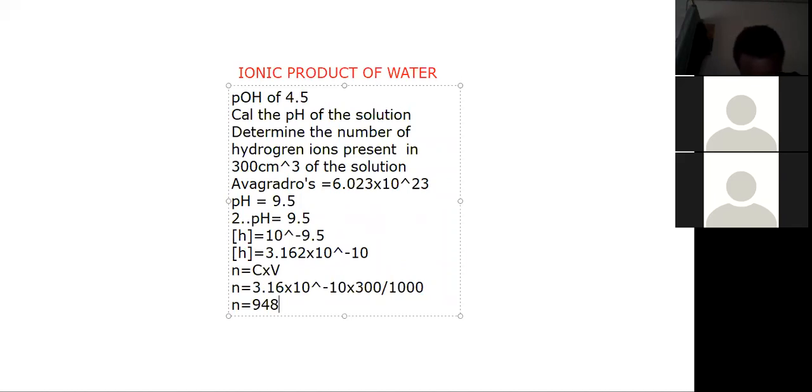9.487 times 10 exponent negative 11. So we are going to get this. Now after getting this, we've found the number of moles. Then we can relate it, given Avogadro's constant, to find the number of ions.